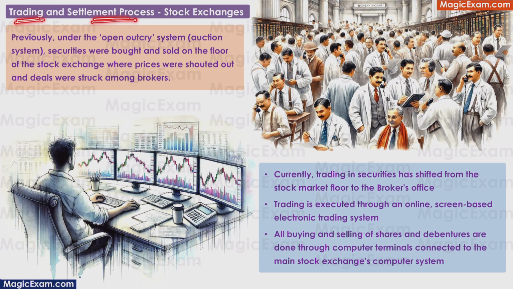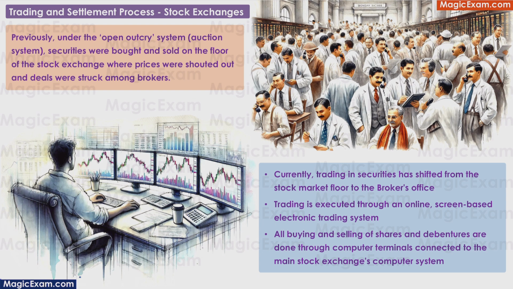Next, let us look at the trading and settlement process in stock exchanges, which is how stock exchanges actually work. Once upon a time, when stock exchanges were still new and not tech driven, buying and selling of shares happened right on the stock exchange floor. Back then, there was something called the open outcry system or the auction system. Imagine a chaotic room filled with lots of brokers taking orders from their clients, then shouting out the prices that they wanted to buy or sell the shares at. Other brokers would respond by shouting back with their own prices, either accepting or proposing new prices. It was very loud, fast-paced and intense.